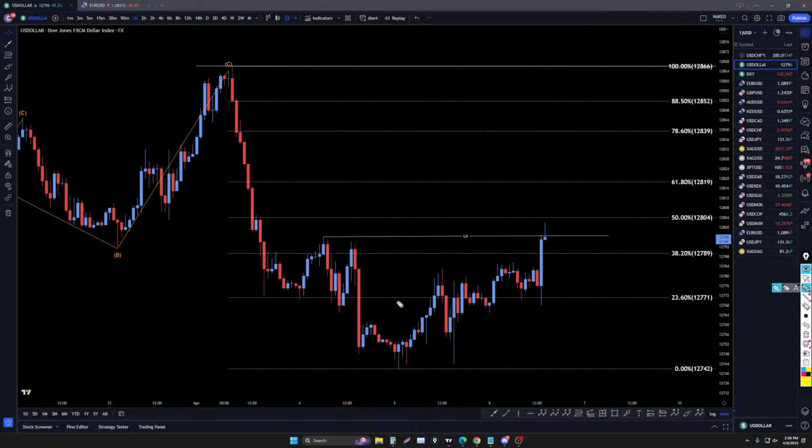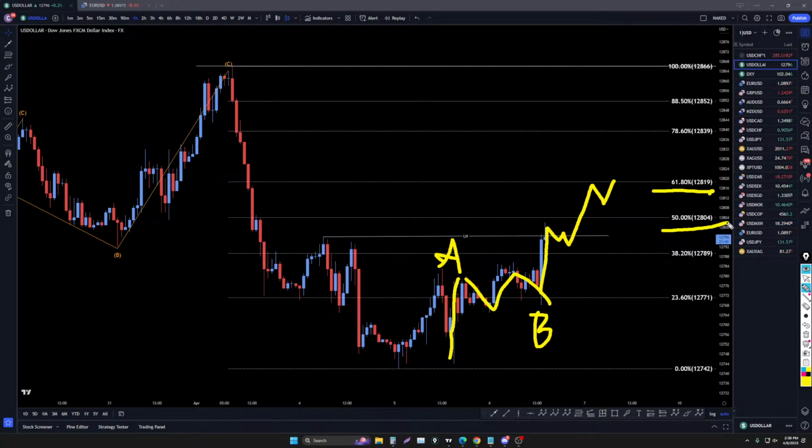So anyways, right now it looks like we have a couple possibilities. Like I said, this is either an A, B, and we're going up right now for a C. Even if it is a wave C, I kind of doubt it's over. I bet it'll go up to one of these fibs, probably all the way until tomorrow. And at tomorrow's news, if it is a wave C, it'll probably go down, take out structure, and most likely continue that downtrend. That's scenario number one.